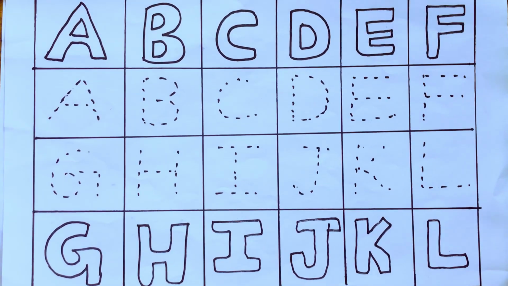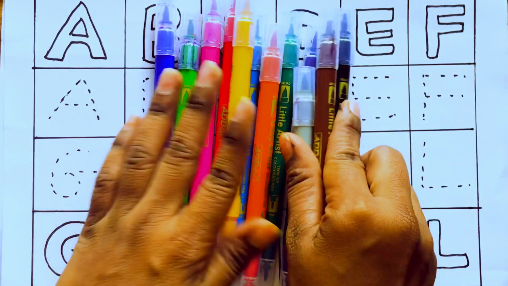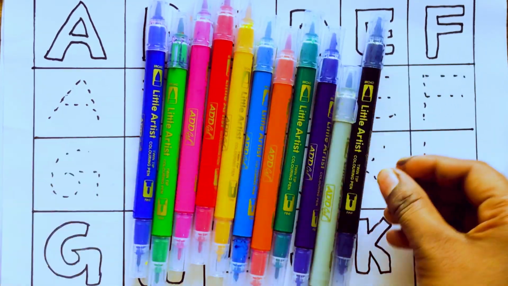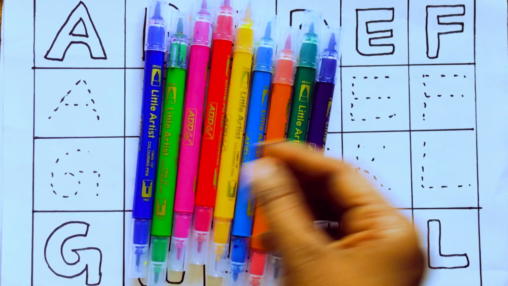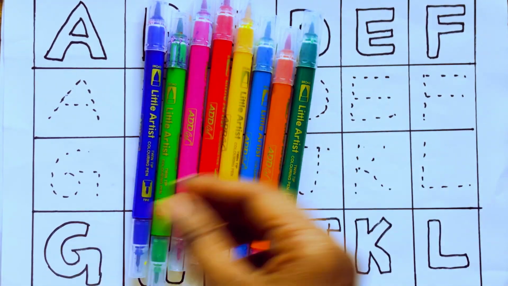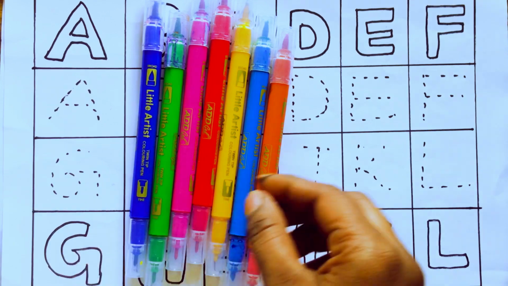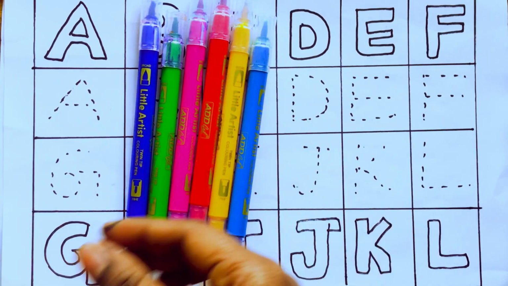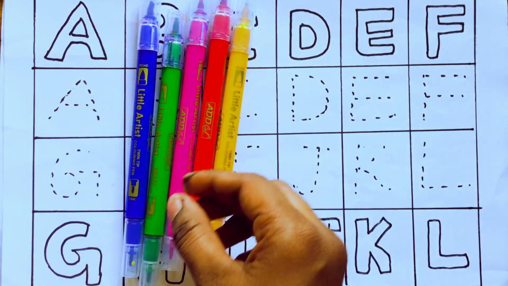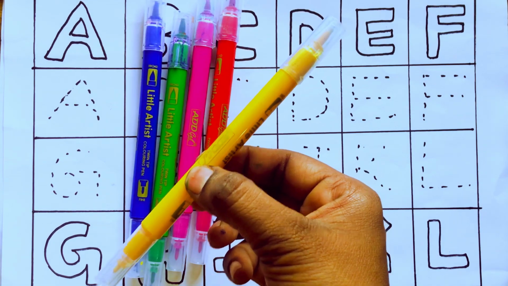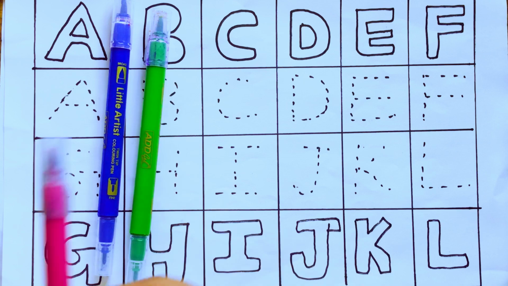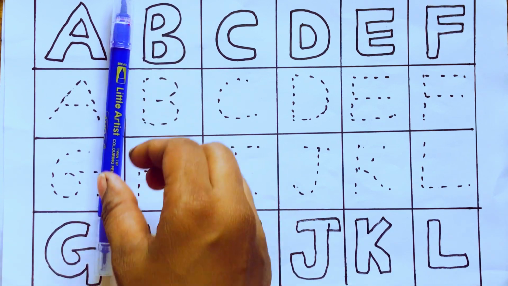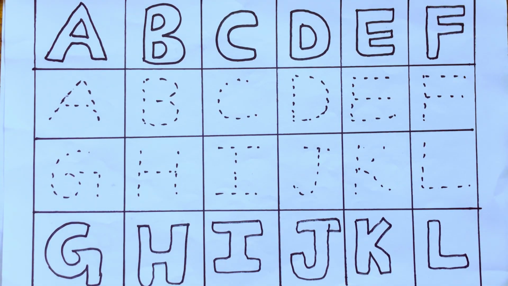Okay, these are all the color pencils: brown color, black color, gray color, purple color, and green color, orange color, sky blue color, yellow color, red color, pink color, green color, and blue color.